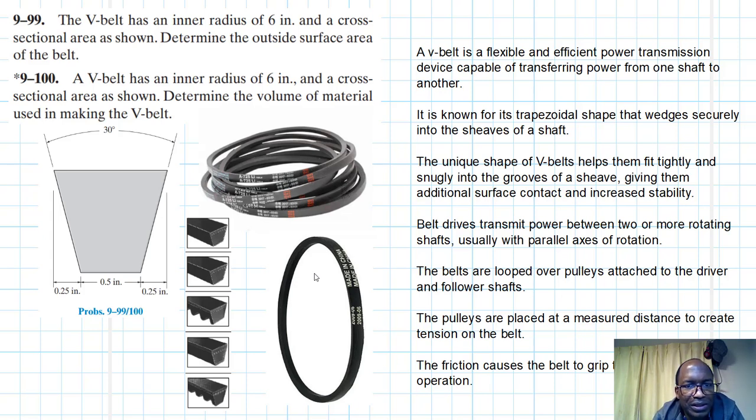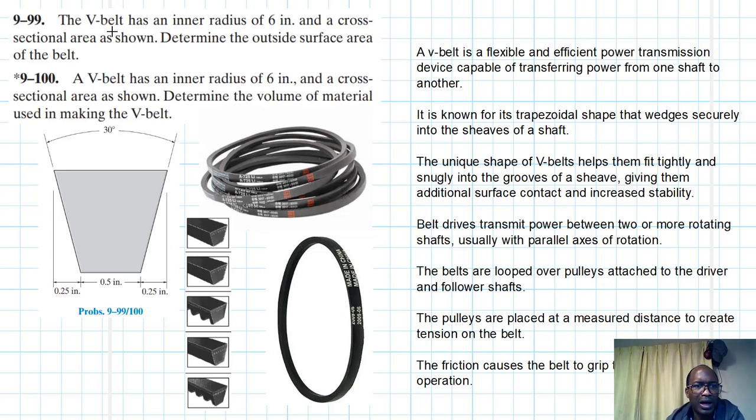The V belt has an inner radius of 6 inches and the cross-sectional area is shown. Determine the outside surface area of the belt. The follow-up question reads: a V belt has an inner radius of 6 inches and the cross-sectional area is shown. Determine the volume of the material used in making the V belt.